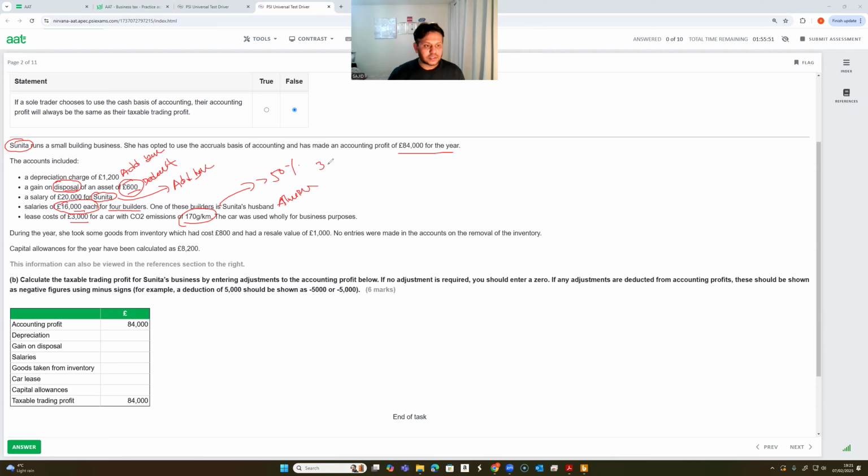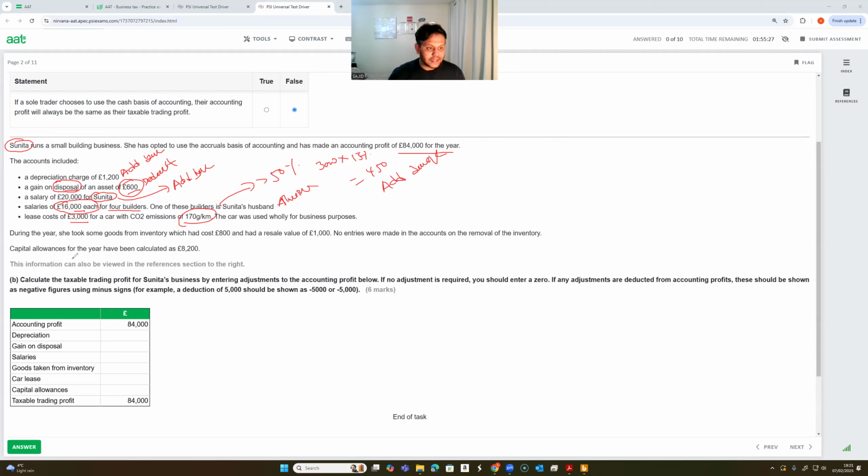So 3,000 multiply 15%. It's 450. Remember that if the car has a CO2 emission more than 50 gram, 15% of the lease car cost has to be added back as a disallowable expenditure. So 450 needs to be added back because it is disallowable.